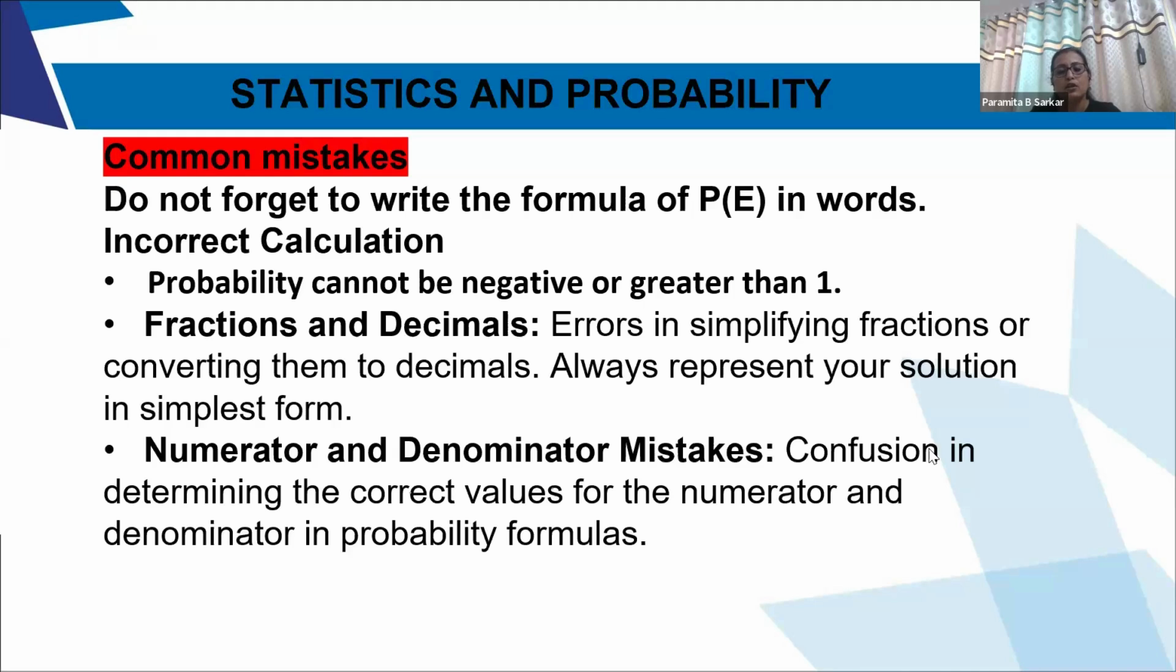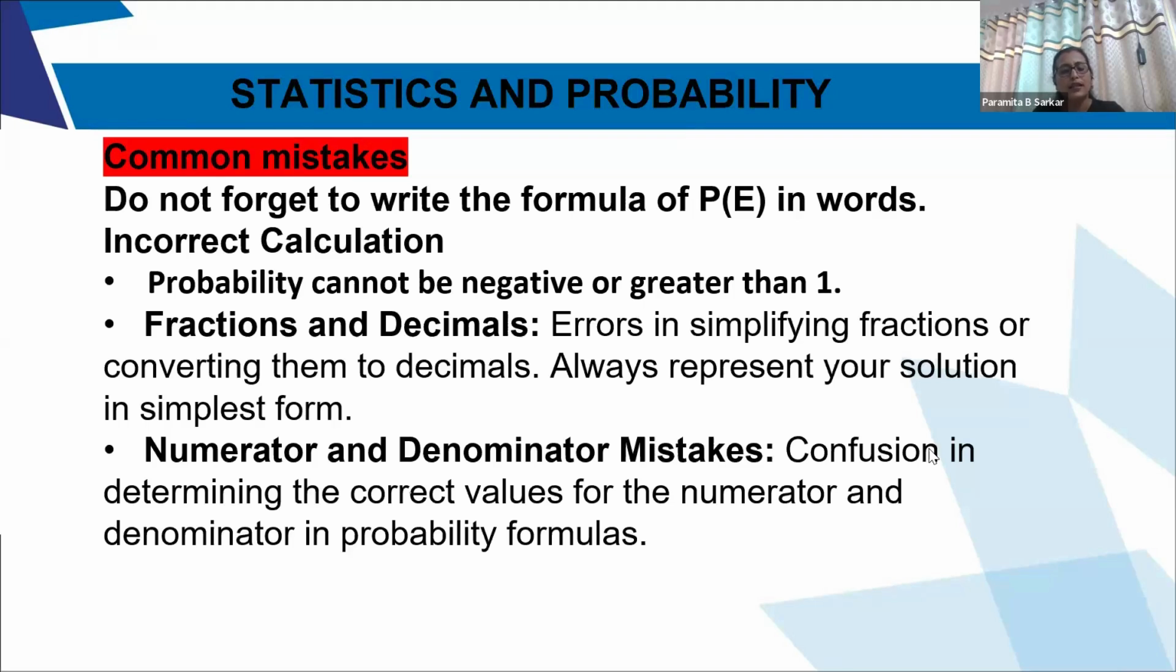Now, in probability, we always get the answer as a fraction. Okay, don't leave your fractions with a common factor. Always represent your solutions in the simplest form. That means what? The simplest form is a kind of rational number. Always cancel out the common factors and represent your answer in the simplest form.